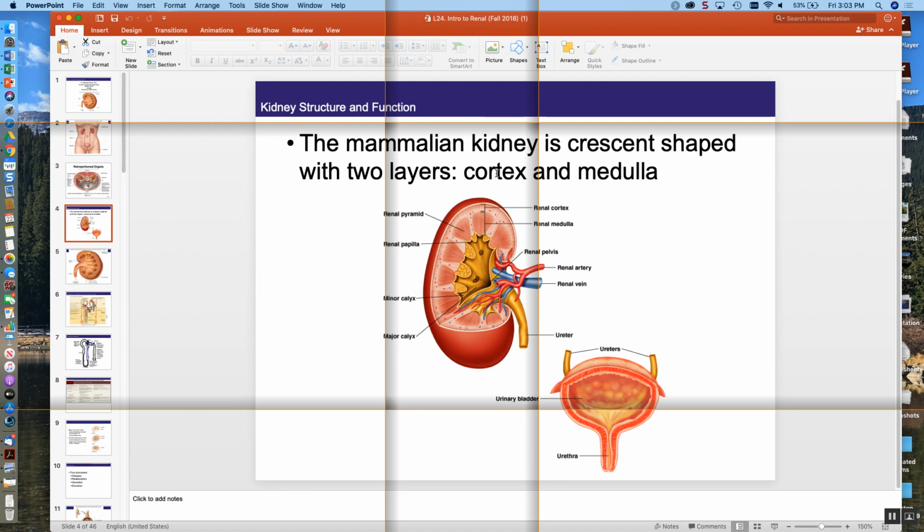Okay? Now, remember, the blood supply is really important too, because the kidney is all about filtering your blood. So just notice the renal artery here, depicted in red, and the renal vein. Okay?